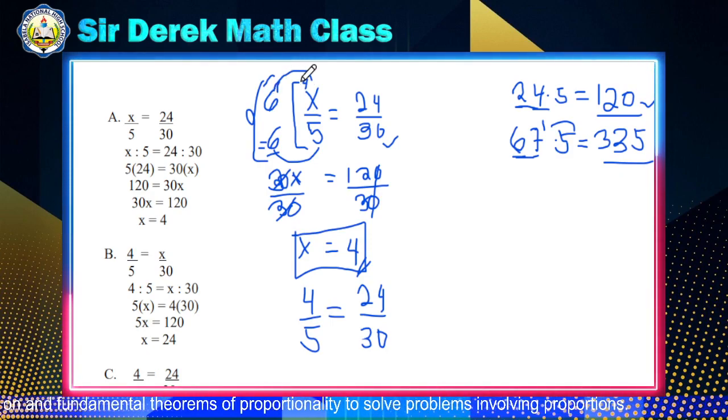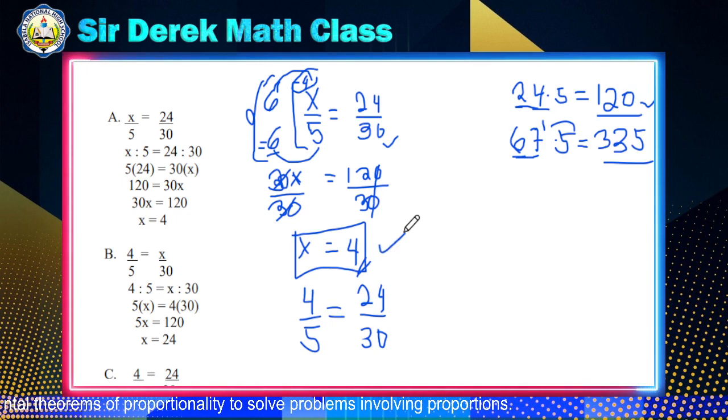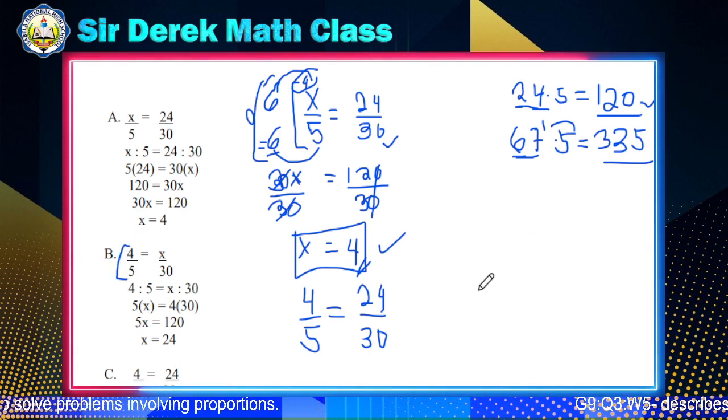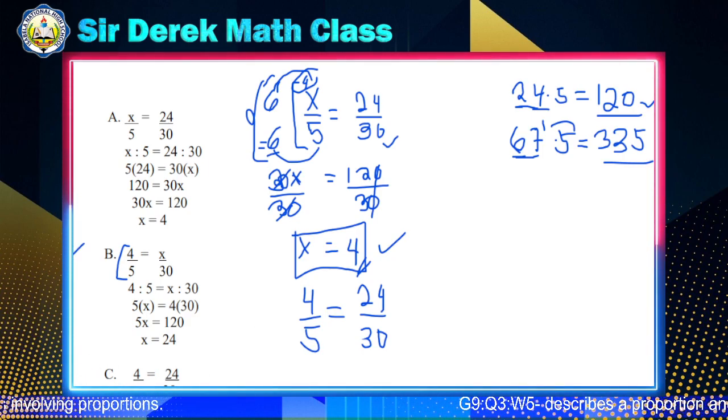So 6 times 4 is 24, and that 4 will be your x. Now, that is just a shortcut. Let us also apply the same in letter B. Okay, dito sa letter B, this must be our last example and you will do the rest.